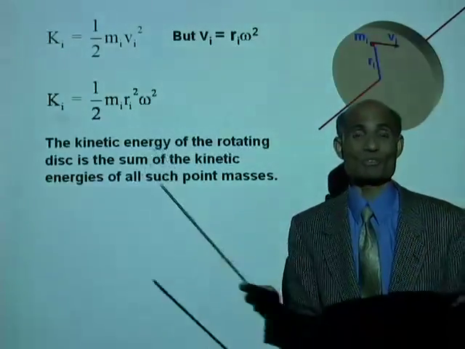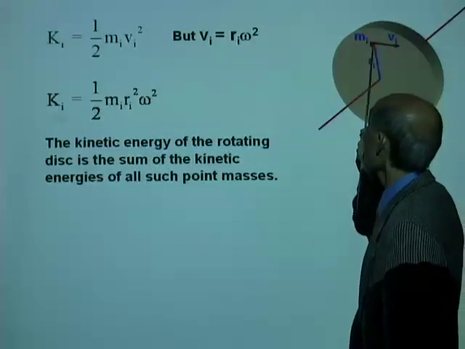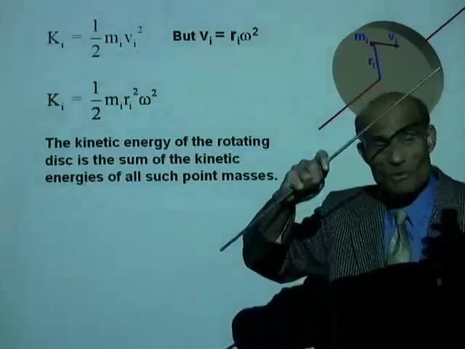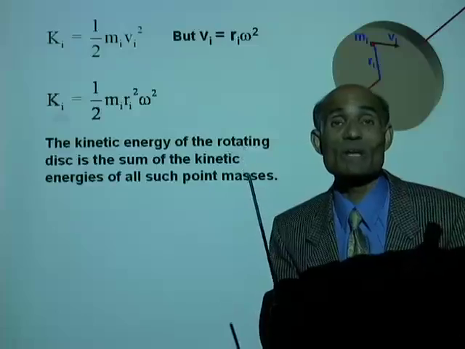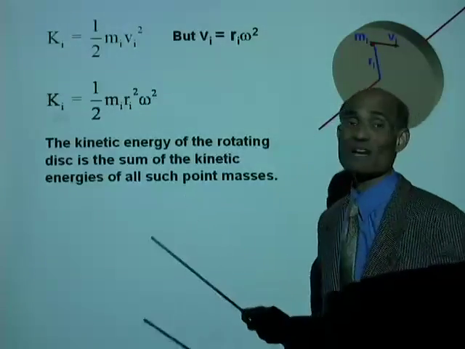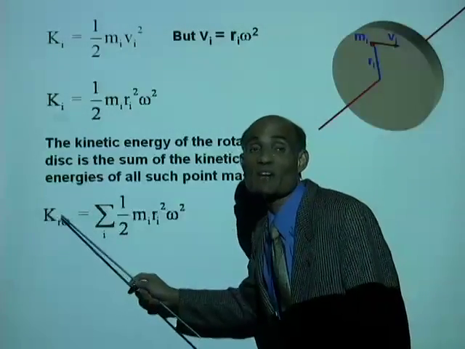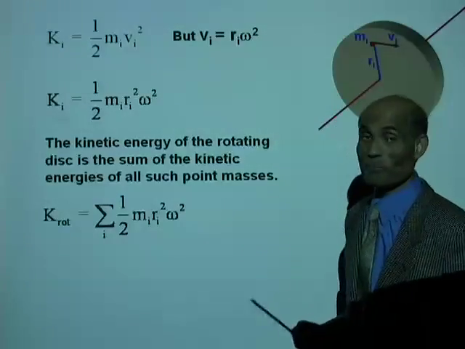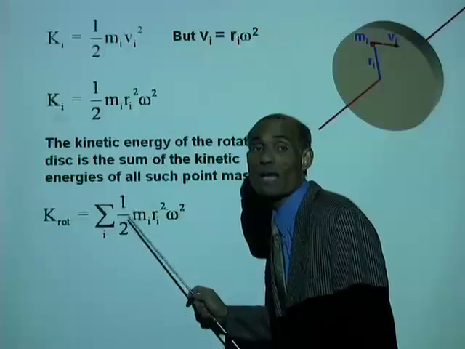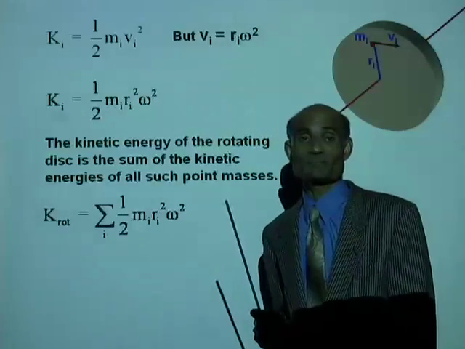Well, the kinetic energy of the rotating disk is the sum of the kinetic energies of all the particles which make up the disk. This is the kinetic energy of one particle. Therefore, the total kinetic energy of the rotating disk will be the sum of the kinetic energies of all such particles. So how do we write the total kinetic energy? K rotation is summation over i of 1/2 mi ri squared omega squared.